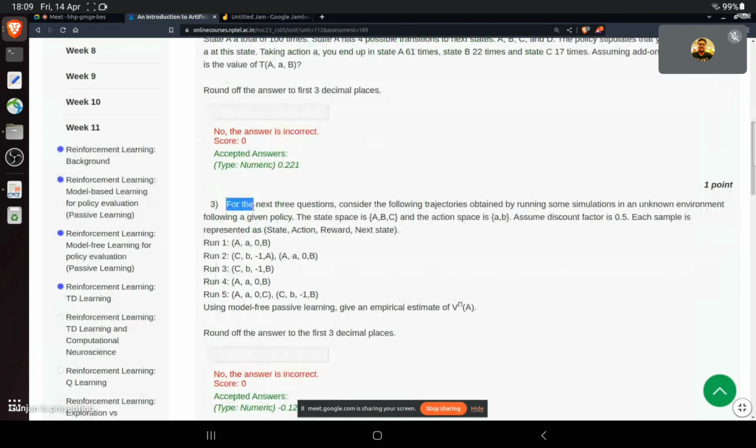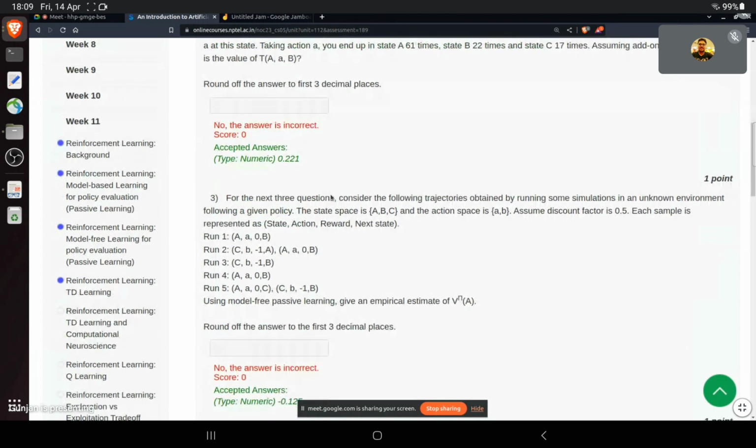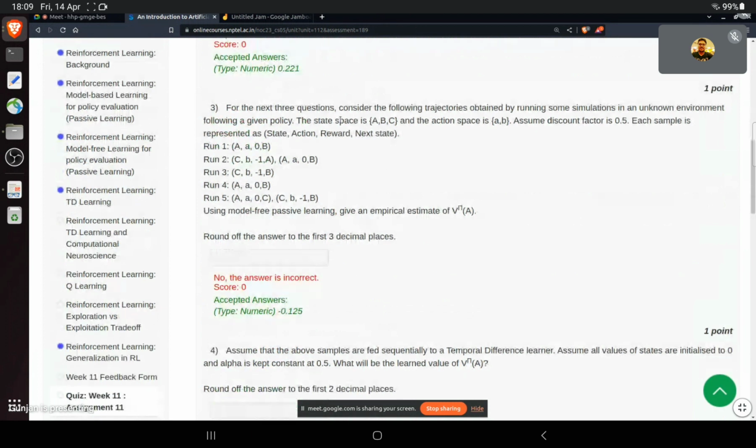Now for the next three questions, question number three says, consider the following trajectories obtained by running some simulations in an unknown environment given a policy. The state space is a, b, c, and the action space is a, b. Assume a discount factor of 0.5. Each sample is represented as state, action, reward, next state. An example like this was discussed in the lecture.